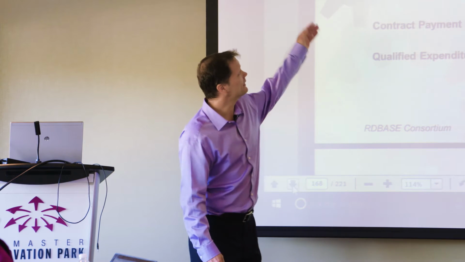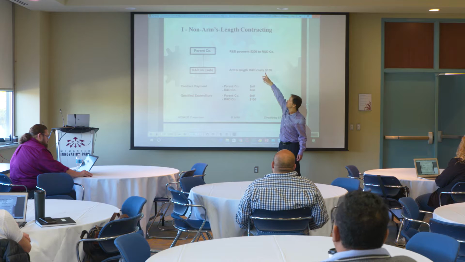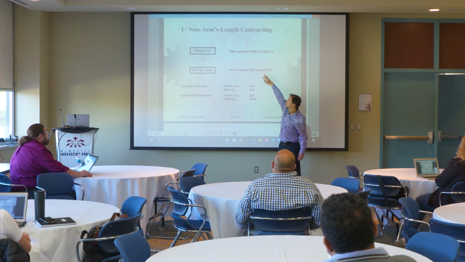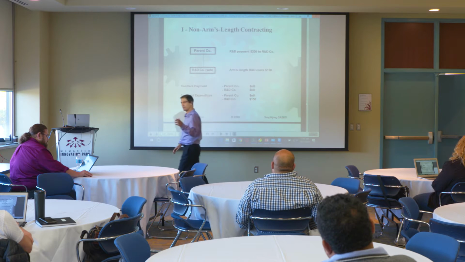OK, so basically what arm's length contracting says is if I have a parent company that pays $200 to its subsidiary, right, that actually only spent $150, I can either claim it in the R&D company, or I could claim the $150 in the parent. Okay? But I can't mark it up. I can't mark it up by the profit margin. If these were arm's length, then the parent company, if it paid $200 to an arm's length company, it wouldn't know what the costs are. It could claim the $200. And that's really it, right?